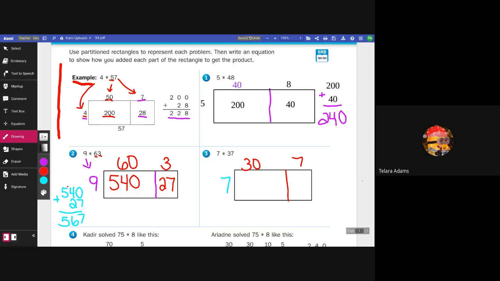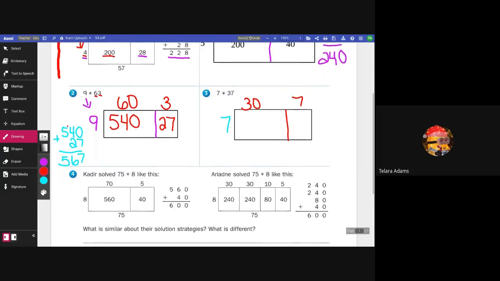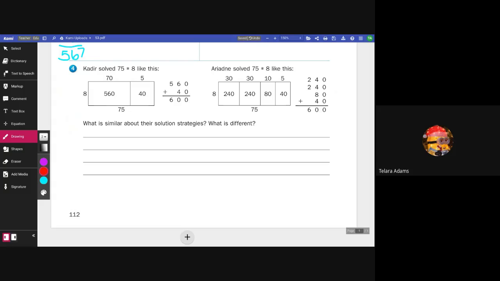Pause this video so you can solve number 3 at this time. What is 7 times 37? What is the product? After you solve number 3, I want you to come on back to number 4. Kadir and Arian, they solved the same problem 2 different ways. What is similar? What is the same about their strategies and what is different?